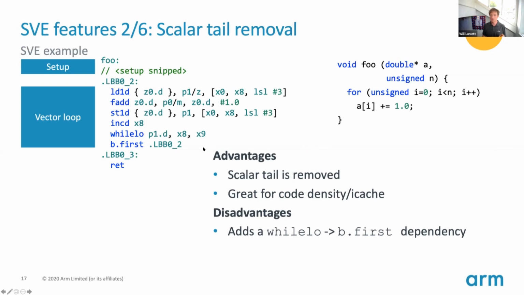Depending on your implementation, it may have a disadvantage here, which is if you have a very small amount of real code in your loop, like this one, and if your implementation of SVE has a while low instruction with higher latency, or that is not executable quite as quickly as the standard scalar compare, then you have a dependency between this while low instruction, which sets up this predicate and also sets up the condition bits that are used by branches, and then a branch which consumes those condition bits.